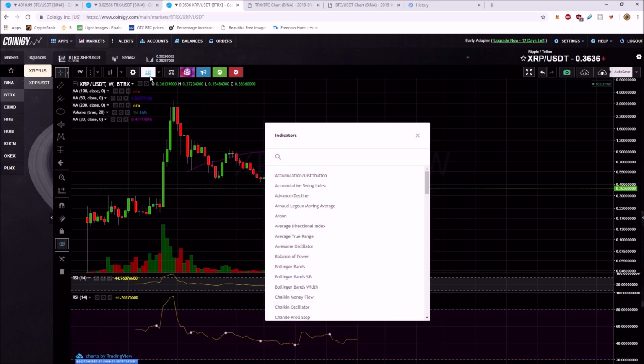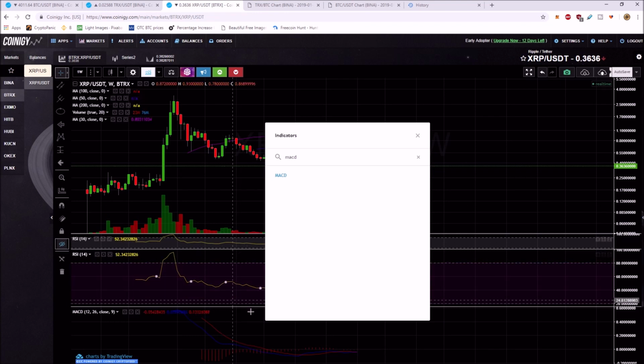You've also got a bunch of other indicators in here, MACD. And again, you can just put them on the screen if you want to use them.